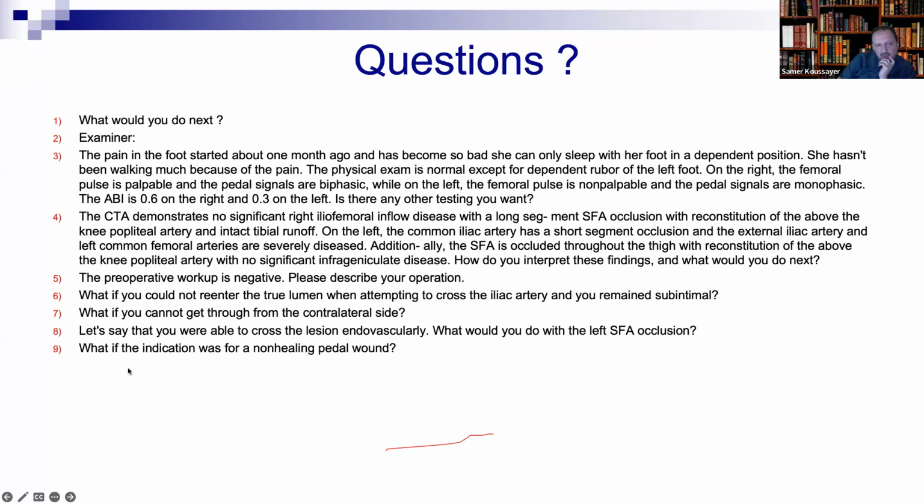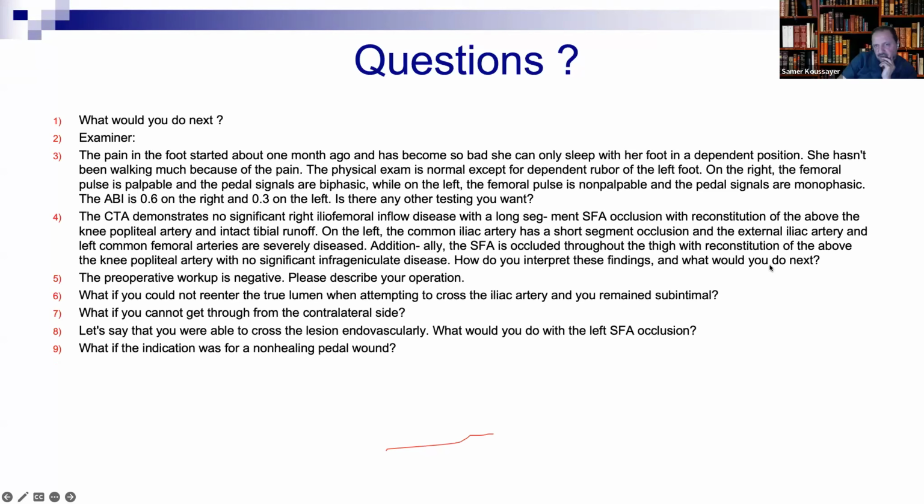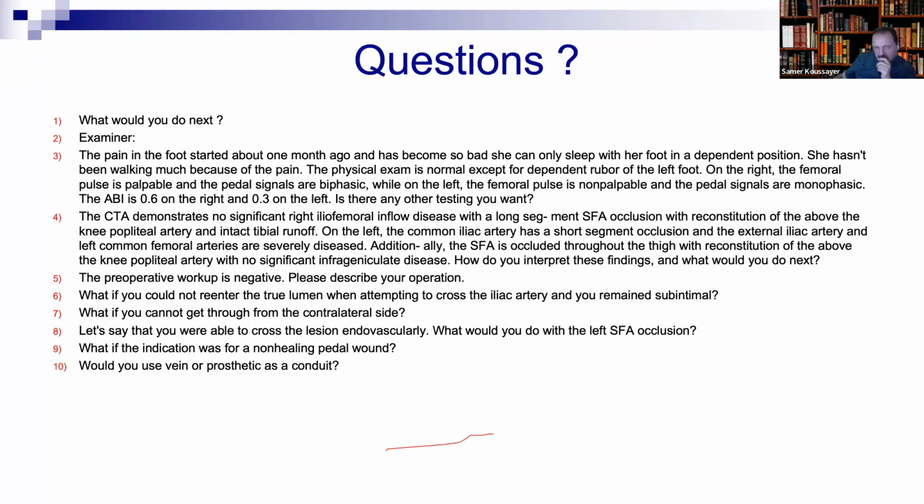All right, next. What if the indication is a non-healing pedal ulcer? Now he tells you this one, then you have to do an SFA revascularization, either endovascular or fem-pop bypass. Would you use vein or prosthetic as a conduit? The SFA is occluded but reconstitutes above the knee. So if you have SFA occlusion just above the knee and you do a fem-pop above the knee, do you use vein or prosthetic? It's the same. The patency is the same. But in general, I always prefer to do a vein. But as the patency is the same. Okay.